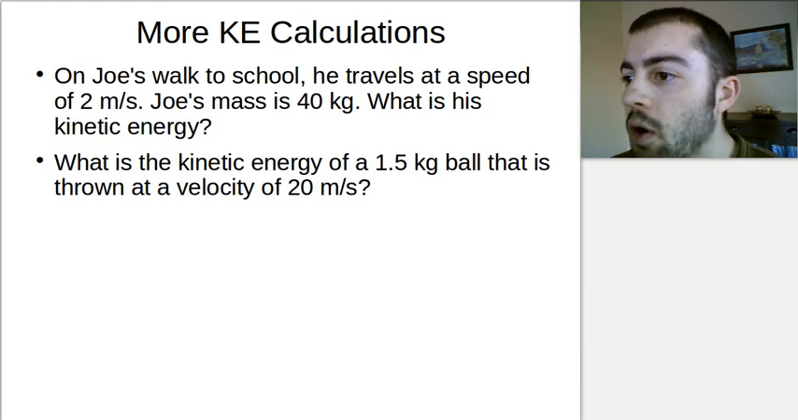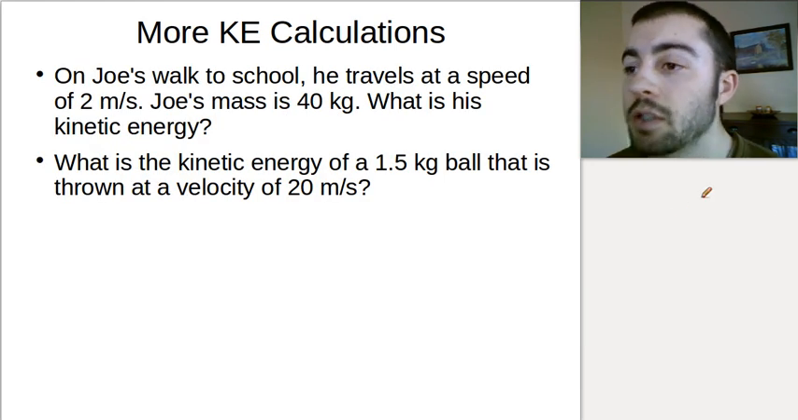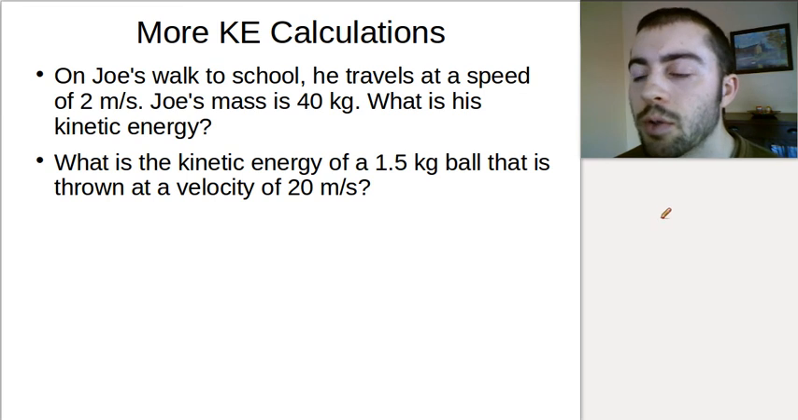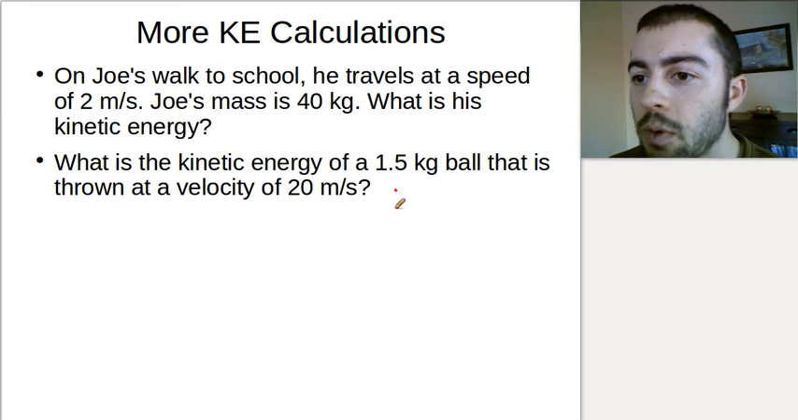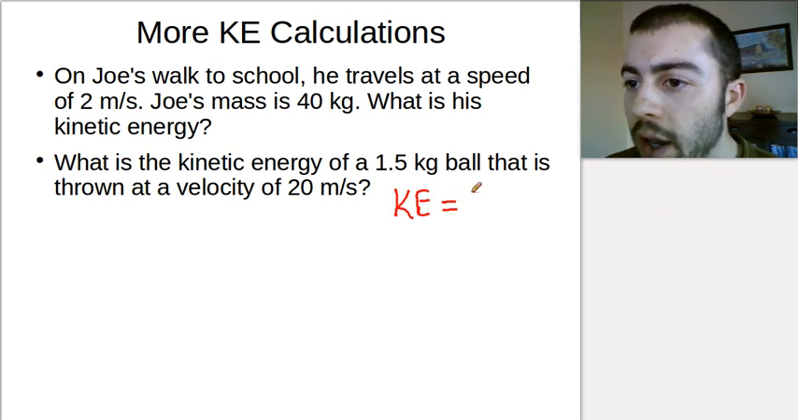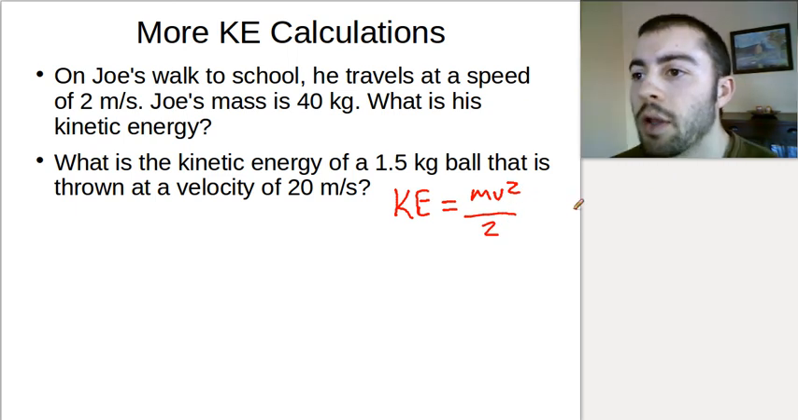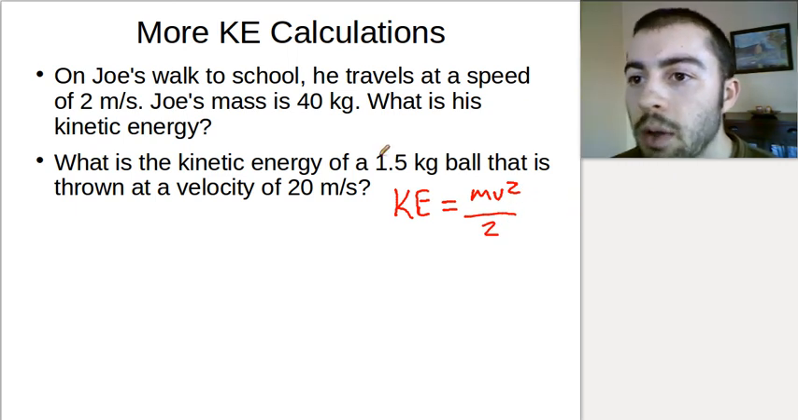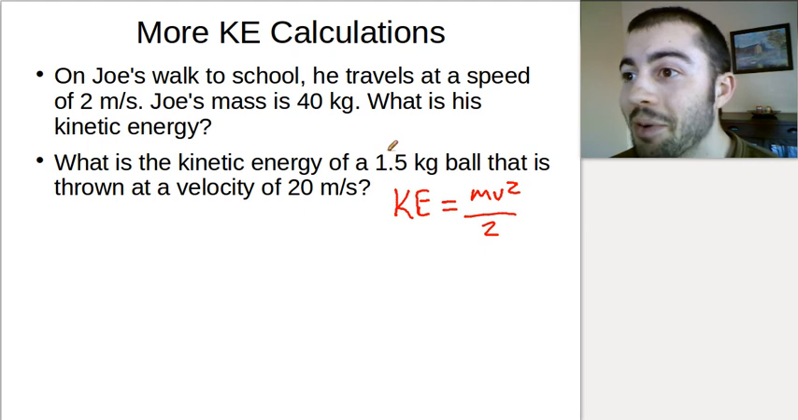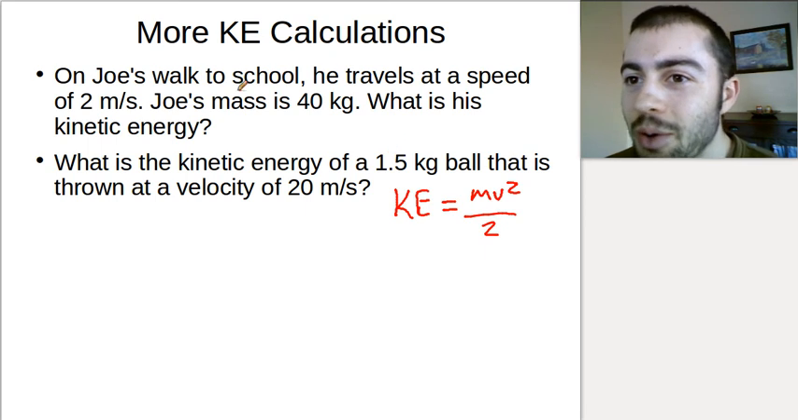Alright, so there's a couple more calculations here. If you want to maybe pause the video and try these out on your own and see if you can figure them out using the kinetic energy formula, which is, again, mv squared over 2. So if you want to try these out on your own and then come back and I'll go through them as an example. So we have Joe walking to school here. He's got a speed of 2 meters per second and he has a mass of 40 kilograms. What is his kinetic energy?